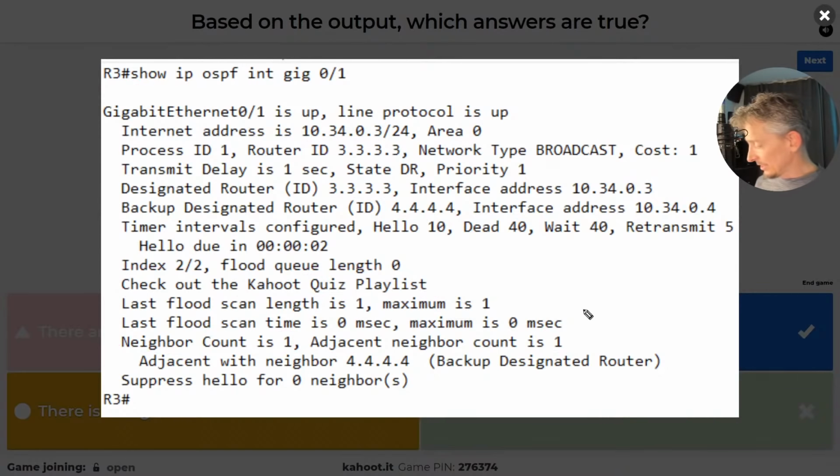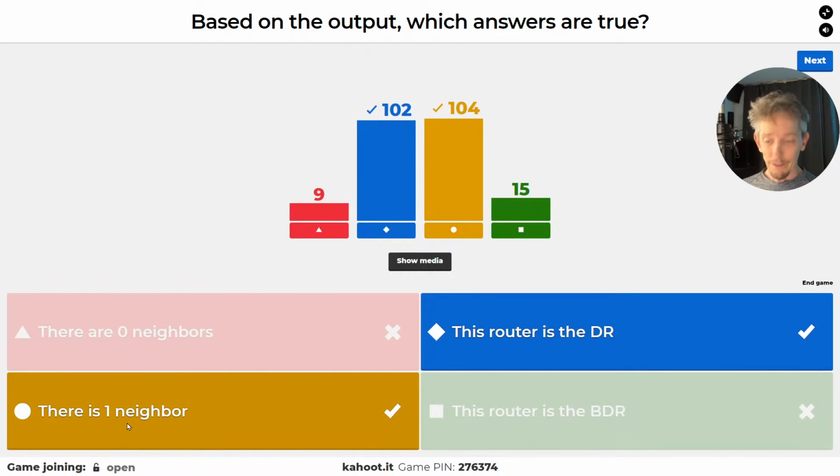So if we clear that off, that was fun. We clear that off and take a look at the answers. There is one neighbor, true, and this is a DR, true. And I don't think this router went to medical school, but it's still a DR.